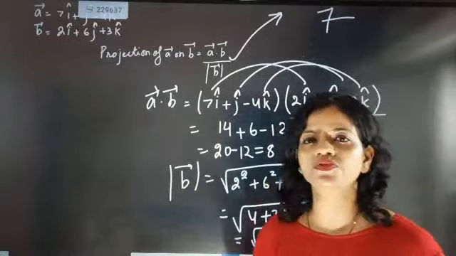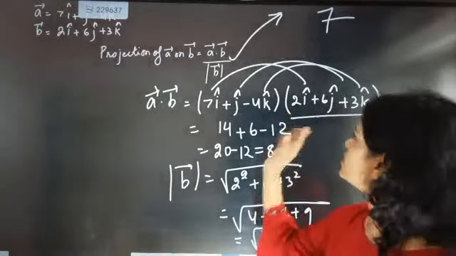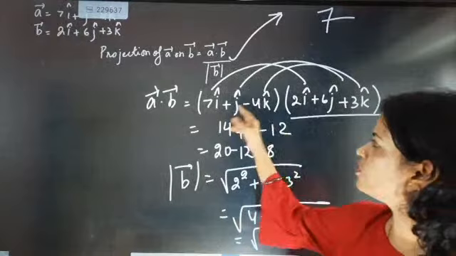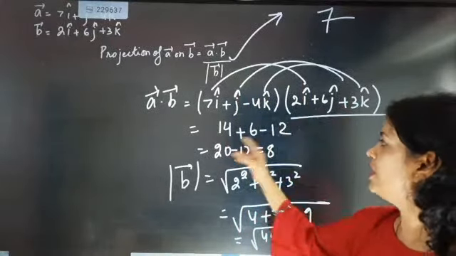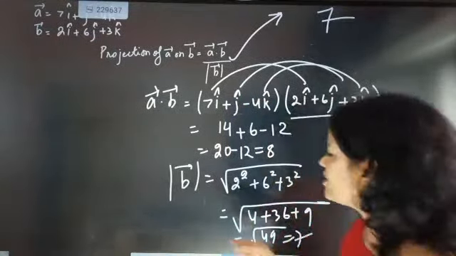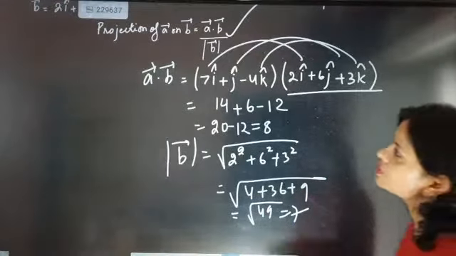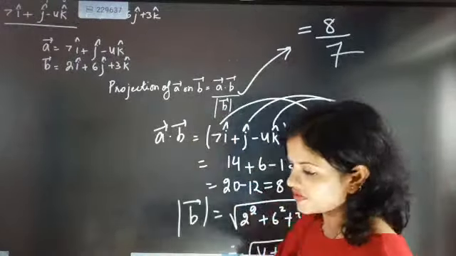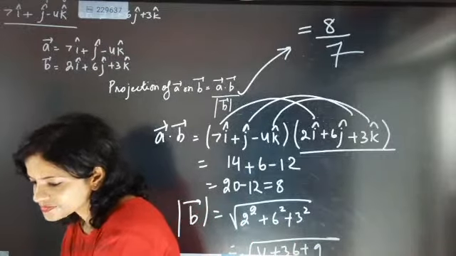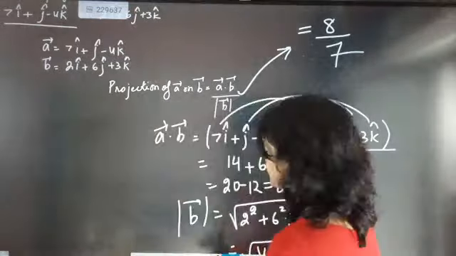j dot k will become 0, k dot i will become 0. So that means all that part will become 0. So only i dot i, j dot j, k dot k will remain, and the value will come as 8. Then the magnitude of the b vector is 7. So the projection will come as 8 by 7. Absolutely understood?